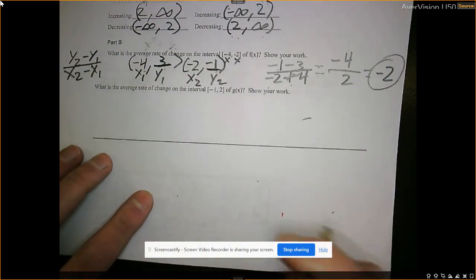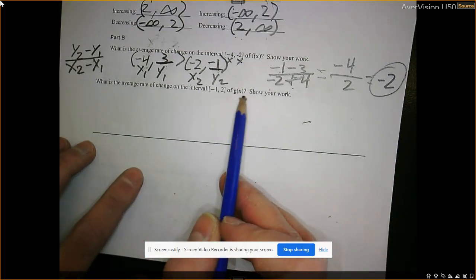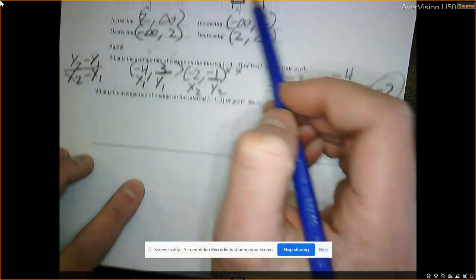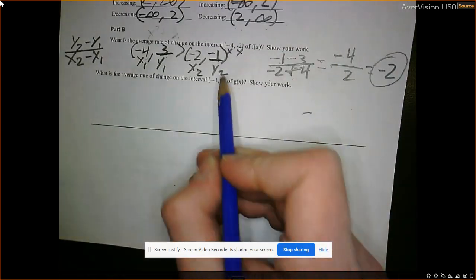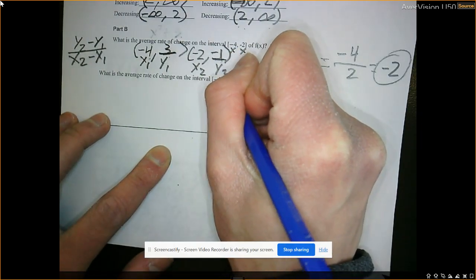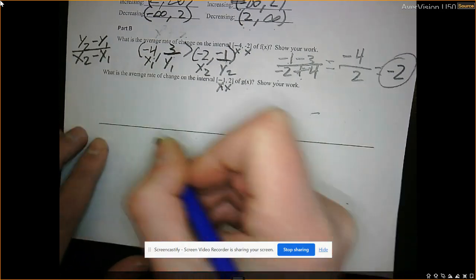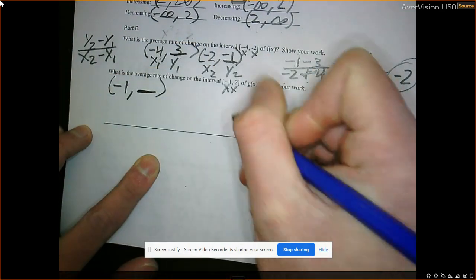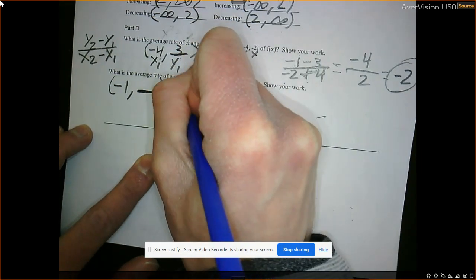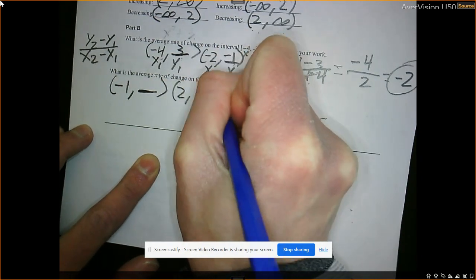Okay. Now you do the exact same thing for this one, except now we're talking g of x, so we're using this graph here. Okay. And same exact thing. They're giving us the interval. Remember, this is an x to x interval. So when x is negative 1, we need to find the y value. And then when x is 2, we need to find the y value that goes with it.